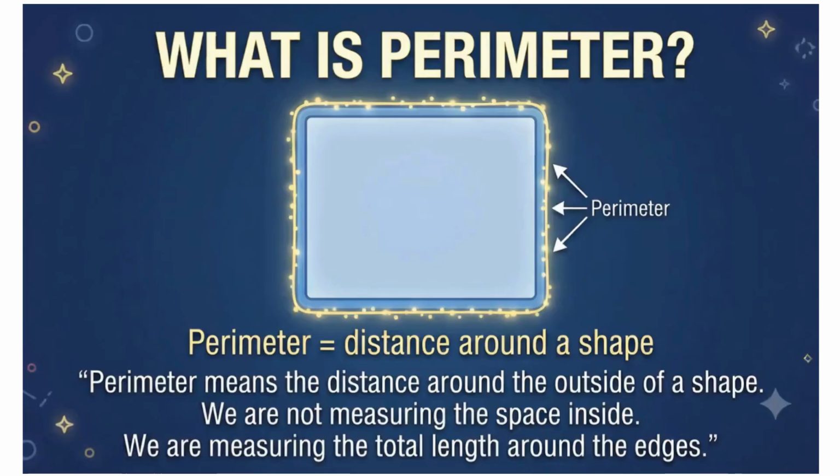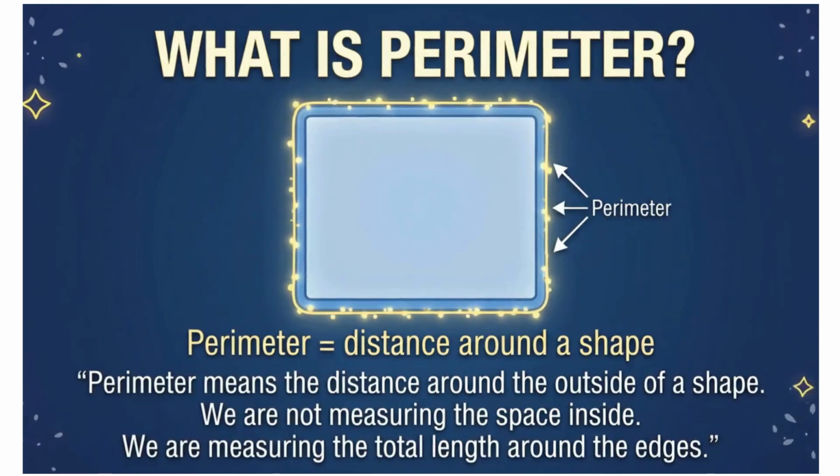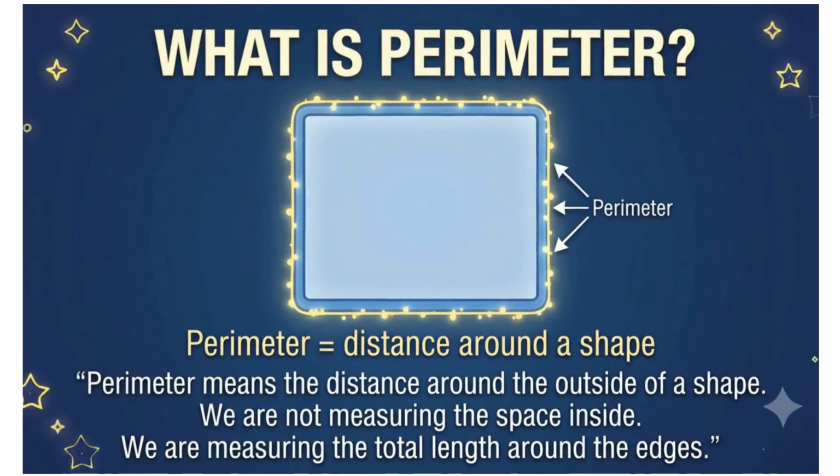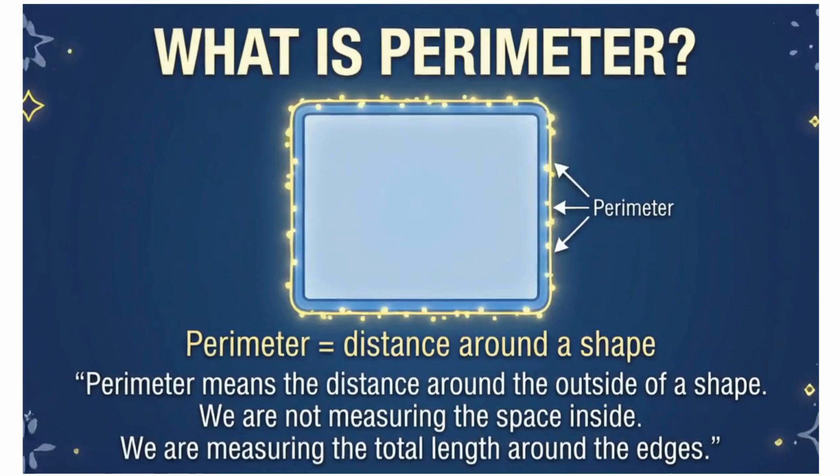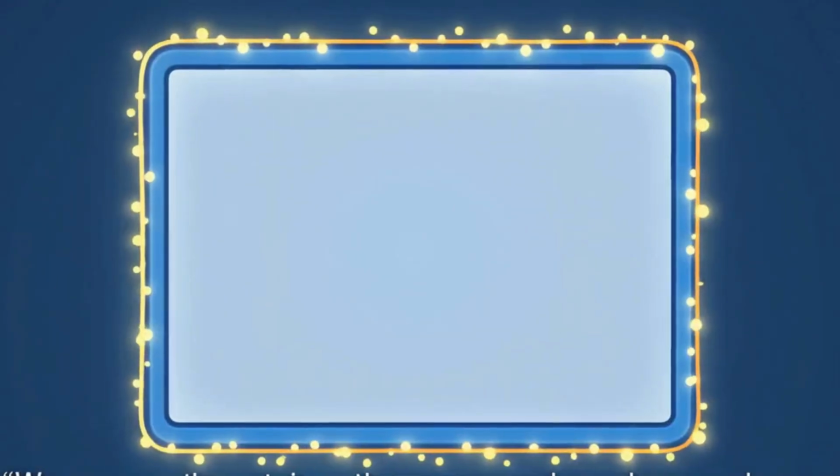Let's find out. Perimeter means the distance around the outside of a shape. We are not measuring the space inside. We are measuring the total length around the edges.